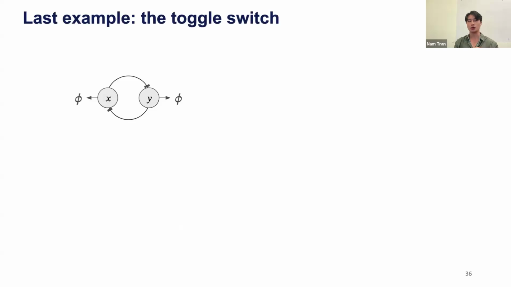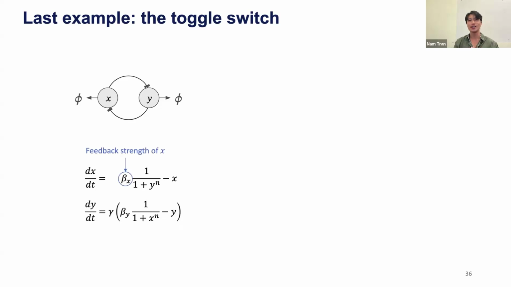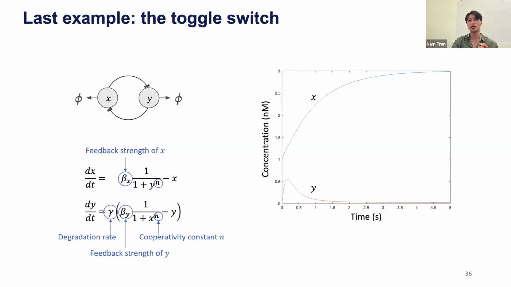So our last example is my favorite, the toggle switch. Now we have two species, so we need two differential equations, which we've derived earlier. And this depends on the feedback strength of X, the feedback strength of Y, the cooperativity constant N, and the degradation rate. And to see what this system does in time, just to get a feel for it, here I've plotted the concentration of X and Y, blue for X and orange for Y.